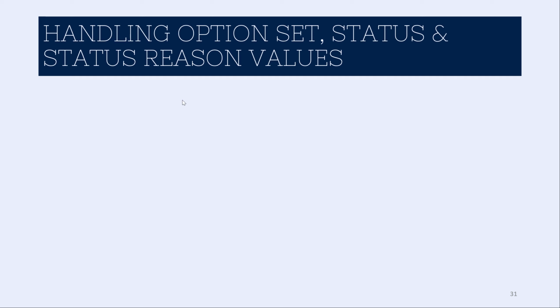Status and status reason values: all records in CDS must be given a status, either active or inactive, and underneath that you can define status reason values. So for active, you could have pending, started, whatever. For inactive, you could have completed, failed, etc.